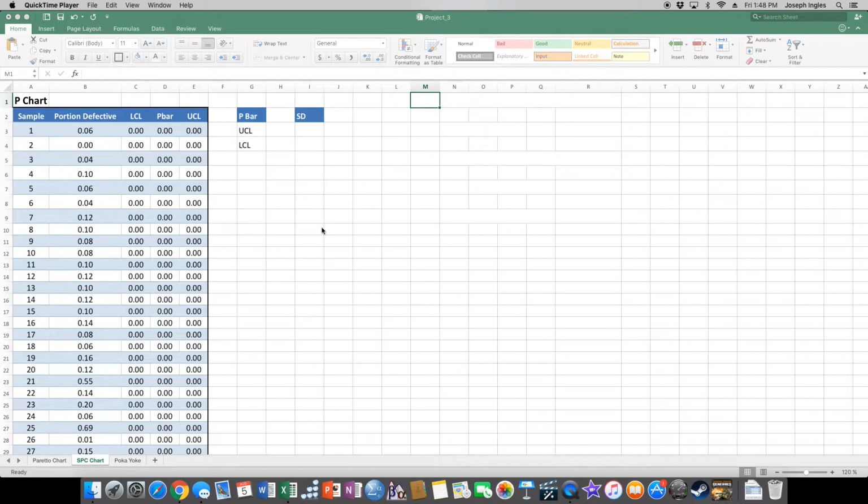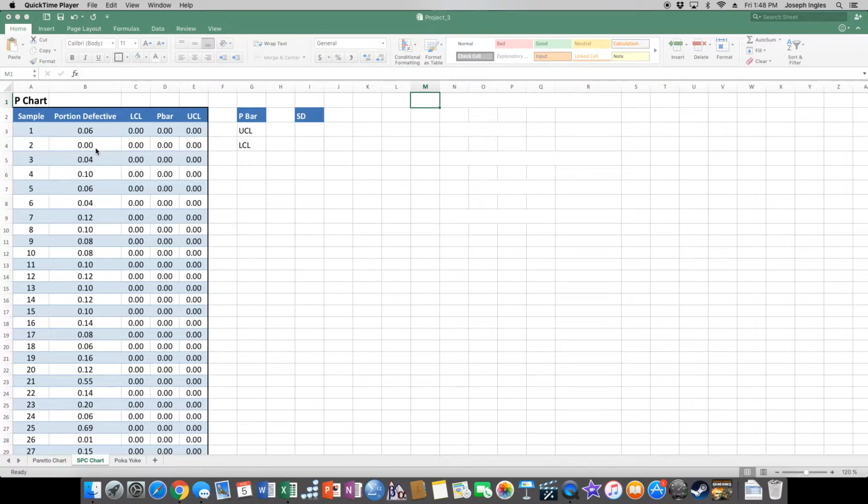Okay folks, today we're going to look at a statistical process control chart known as a P chart. Now the P chart is a specific type of statistical process control chart that looks at just the portion defective. In other words, on day one we took a sample and we said, okay, 6% of that portion was defective. Day two we looked and said none were defective, so on and so forth.